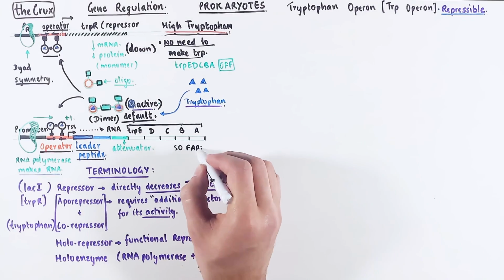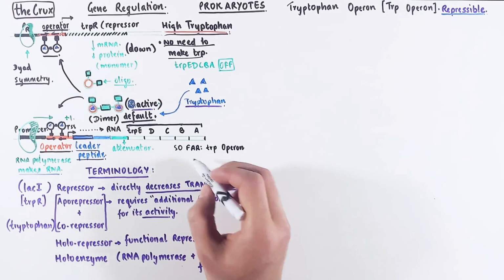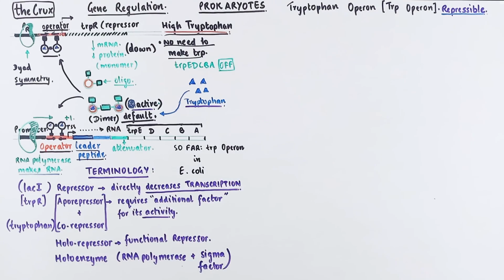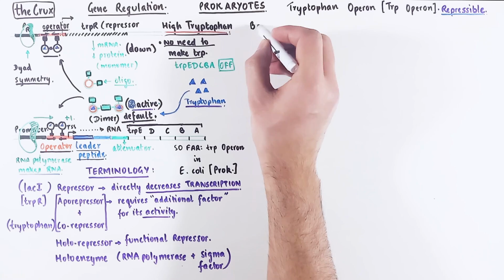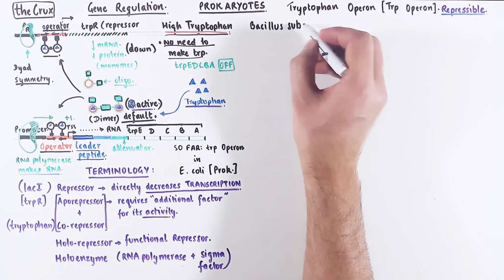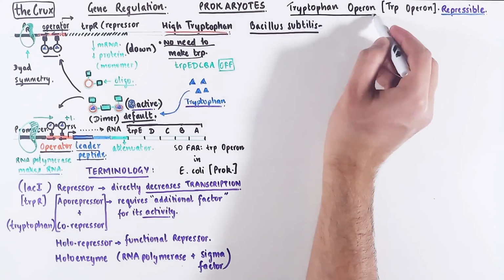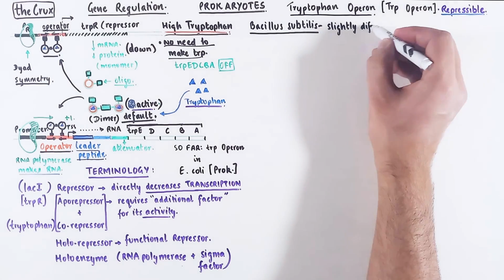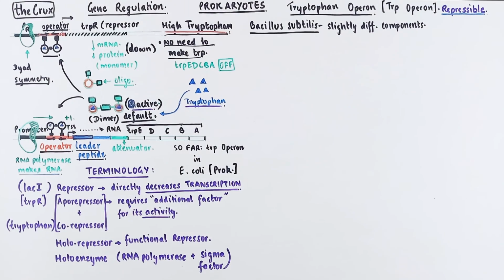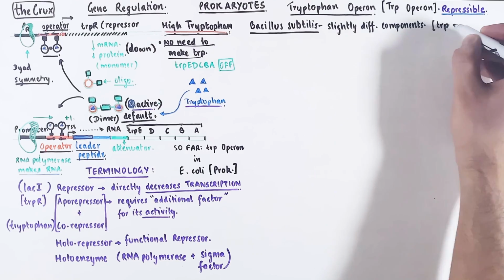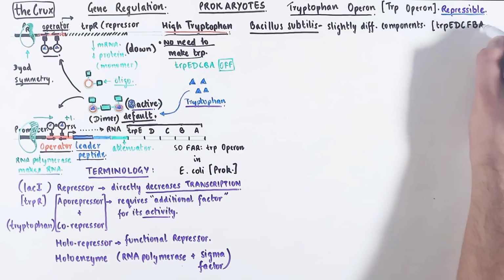Alright, so far we have talked about the regulation of tryptophan operon in E. coli bacteria. But it turns out that there is another type of mechanism to regulate the trp operon. This one is found in Bacillus subtilis. It uses slightly different components. The trp operon in Bacillus subtilis also has an extra gene called trpF.